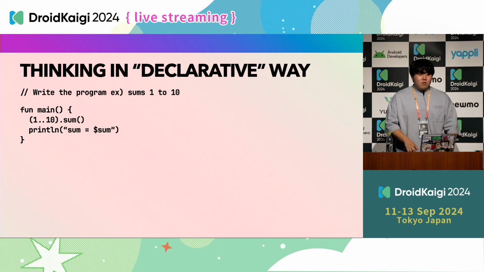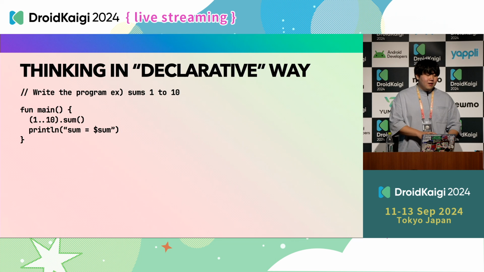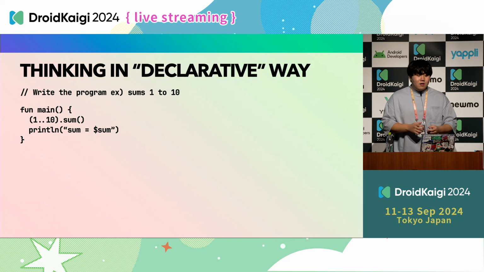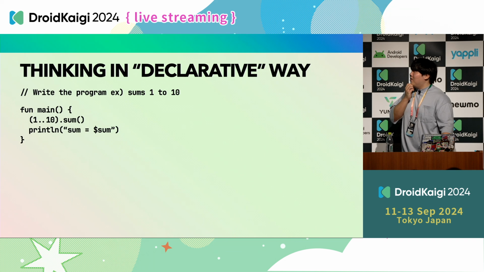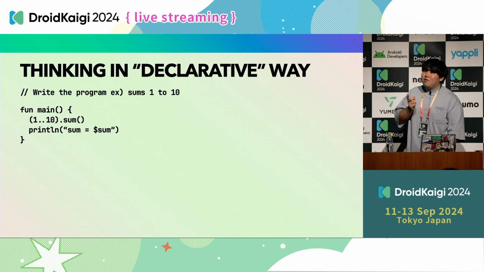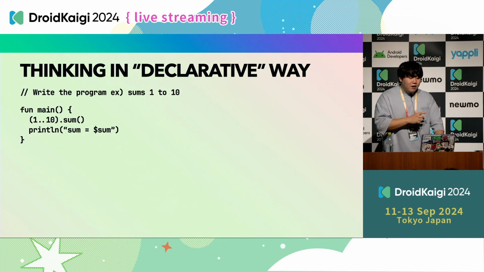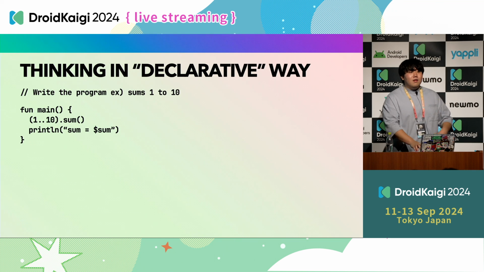But once you start learning about collection functions in Java or Kotlin, you might write your code using the sum function, as you can see. I'm not sure, but from my perspective, it is simpler than before. Then, what's the difference?